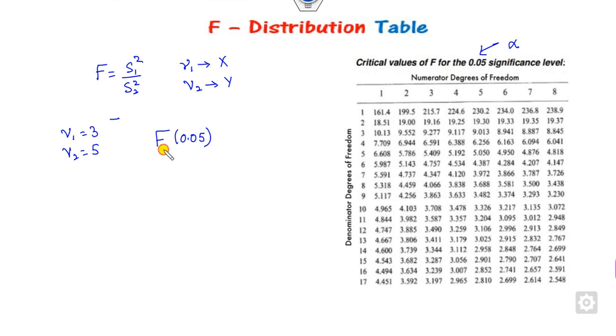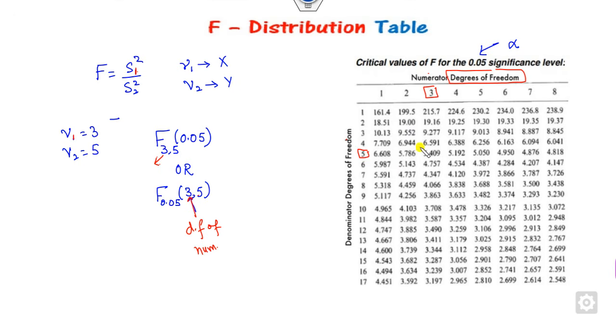Degree of freedom is 3, 5. Sometimes it is also written this way, F of 0.05, 3, 5. Make sure the first degree of freedom, the 3, is always the degree of freedom of the numerator. So if I write S1, then the degree of freedom is nu1. How you read this value is you look at the degree of freedom of the numerator, so it's 3. The degree of the denominator is 5.